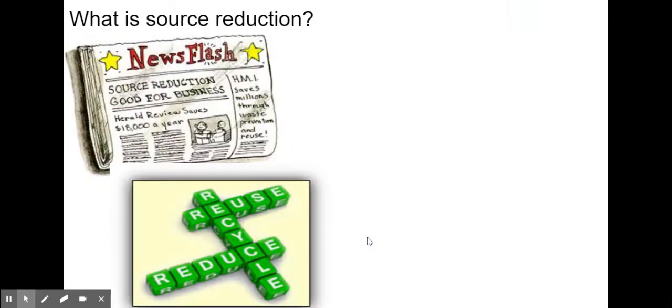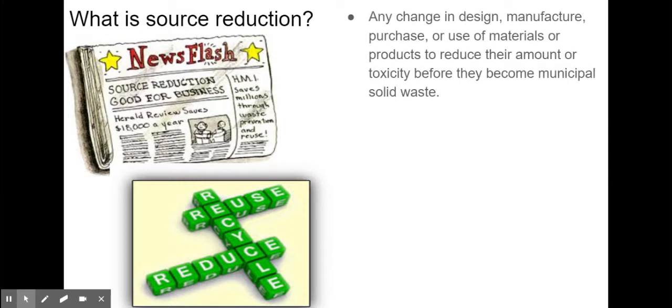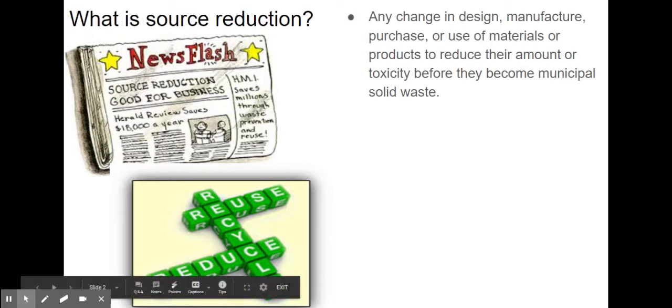19.2. What is source reduction? Source reduction is any change in design, manufacture, purchase, or use of materials or products to reduce their amount of toxicity before they become municipal solid waste.